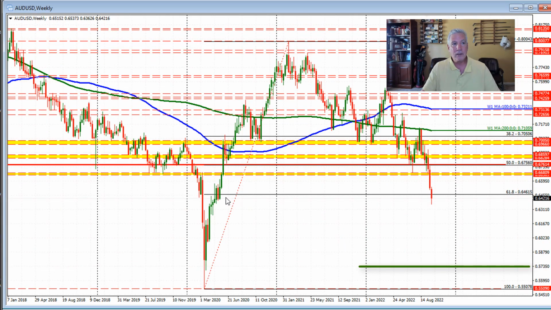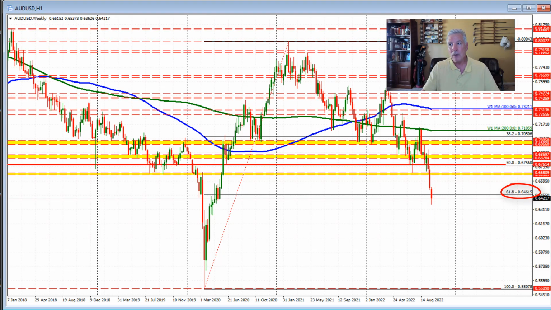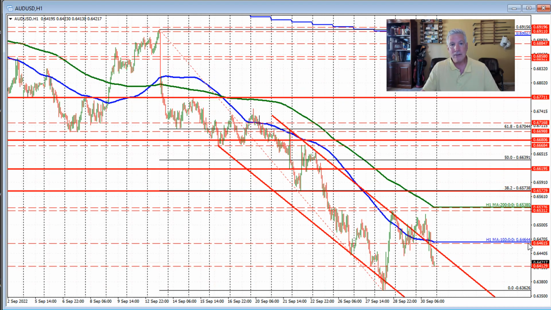Let's take a look at the weekly chart. And in trading this week, what we saw was the price move below the 61.8% retracement of the range since the 2020 low to the 2021 high. That 61.8 comes in at 0.64615, and the price moved below that level and looks like it's going to close below that level. Going back to our hourly chart, this is where that 0.6165 level is.